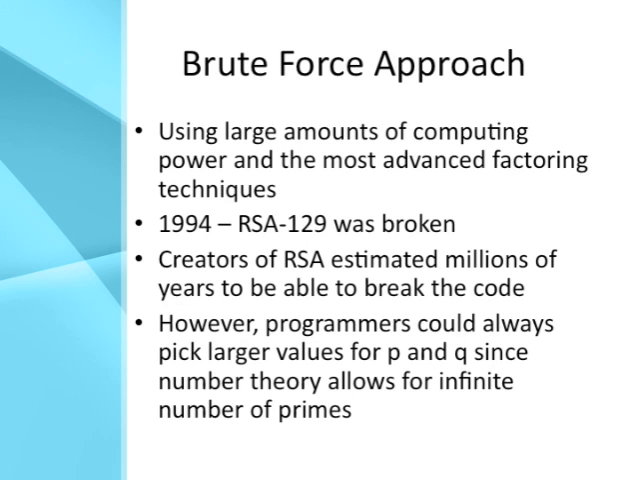There are several risks to the modern implementation of public key encryption (RSA), including the brute force approach, Trojan horse attacks, and passive attacks. The first method of breaking RSA encryption, the brute force approach, uses large amounts of computing power and the most advanced factoring techniques. In 1994, using this method, 600 computers working together for 8 months broke RSA-129. However, programmers could always just use higher values for prime numbers used in the encryption process.